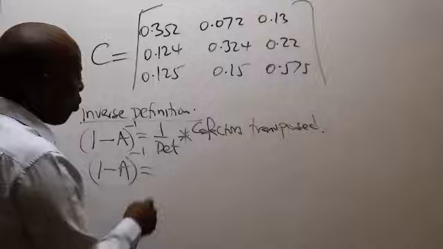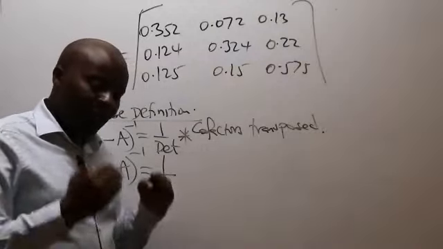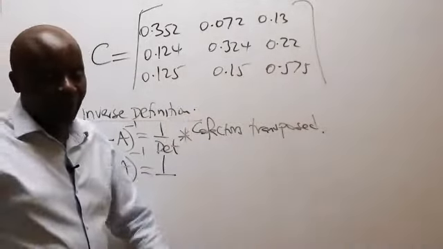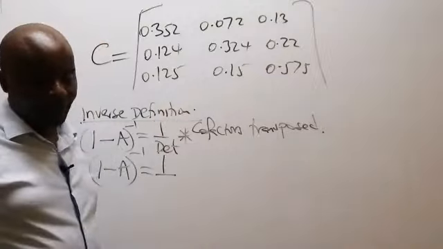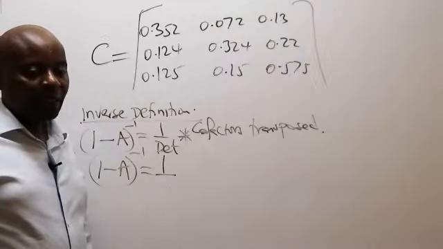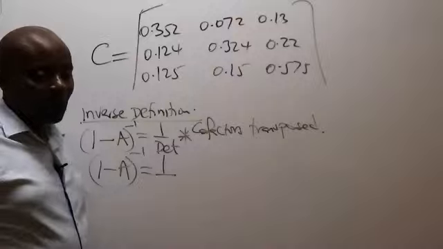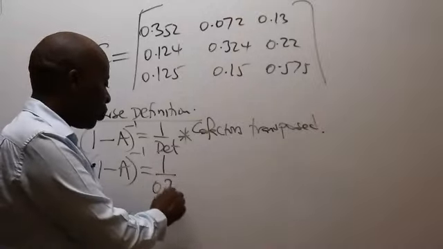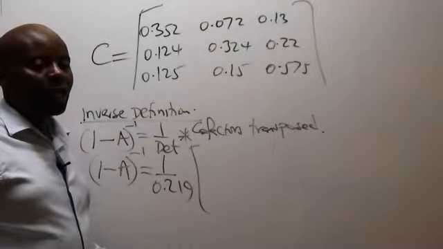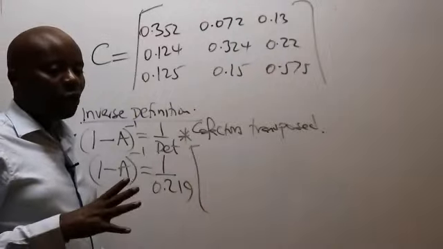So ladies and gentlemen, if that is the case, then my I minus A inverse will be equal to 1 over the determinant that we got in part 1. I would want someone to remind me of the determinant figure that we got in part 1. Who is able to remember that figure? 0.219. So this is 0.219, times the cofactors transposed, thank you very much, James.